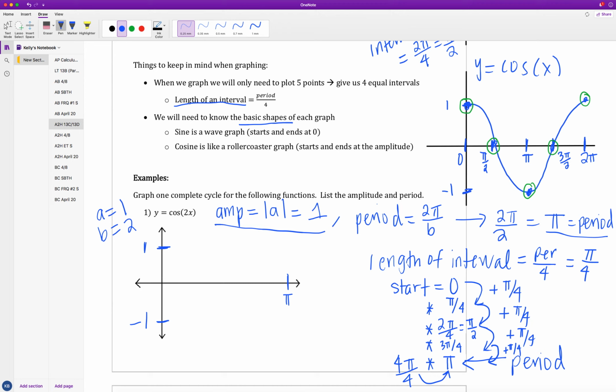This should help be ringing some bells to that clock that we were dealing with when we learned about radians.